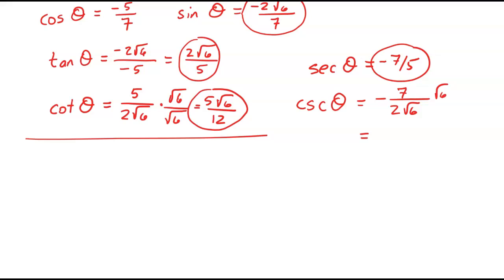Okay, so cosecant of theta is this value. I need to rationalize. And I get negative 7 root 6 over 12. Done. All right. So that is the second example. Looking good, guys.